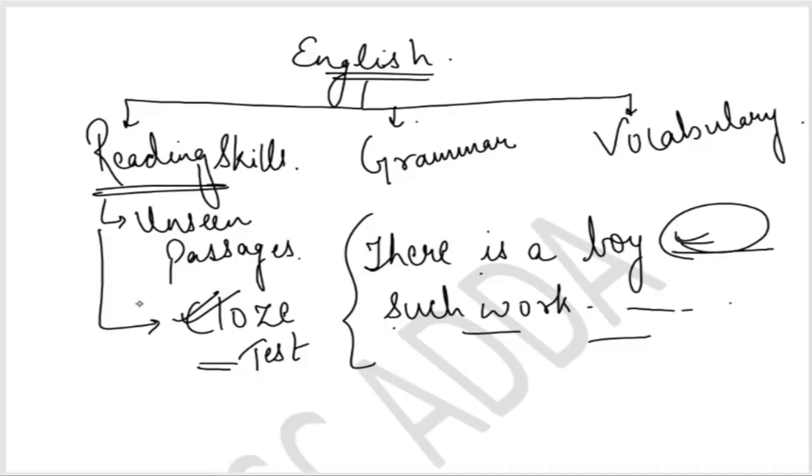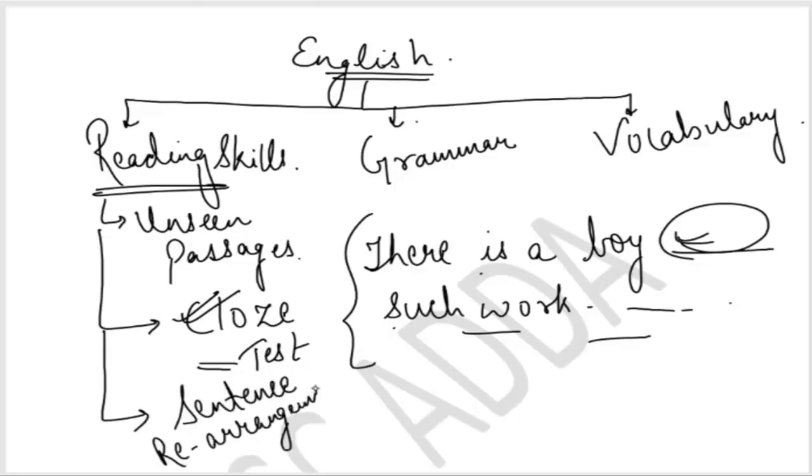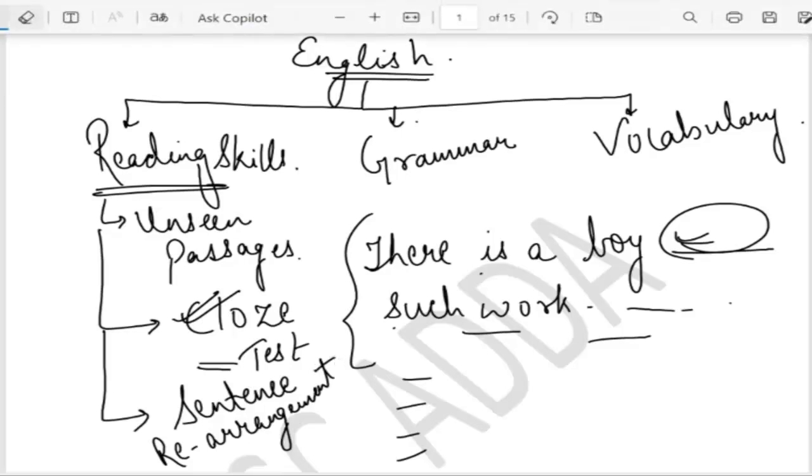Yes, ma'am. Alright. And the third part is sentence rearrangement. You must be knowing it. It is called jumble sentences. Three to four sentences will be given, and you need to rearrange them to make a meaningful paragraph. That is it. So these three things come under reading skills.